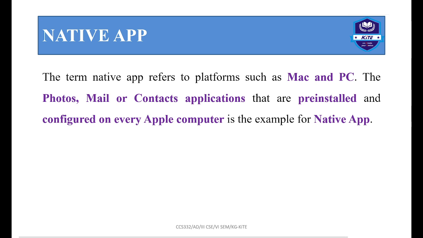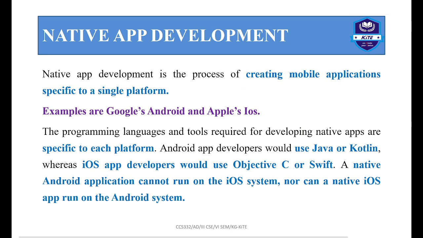The term native app refers to the platforms such as Mac and PCs. The photos, mail, or contacts applications that are pre-installed and configured on every Apple computer are an example of a native app. That is, native app development is the process of creating mobile applications specific to a single platform. If it is developed for one particular platform, it cannot be run on any other platform. For example, we are developing native apps that are specific to each platform. Android developers would use Java or Kotlin, whereas iOS app developers would use Objective-C or Swift.